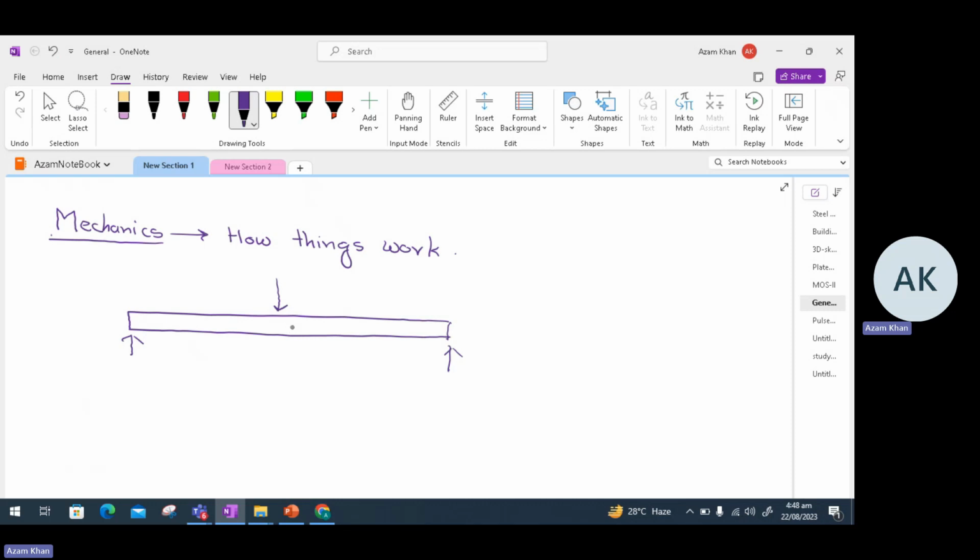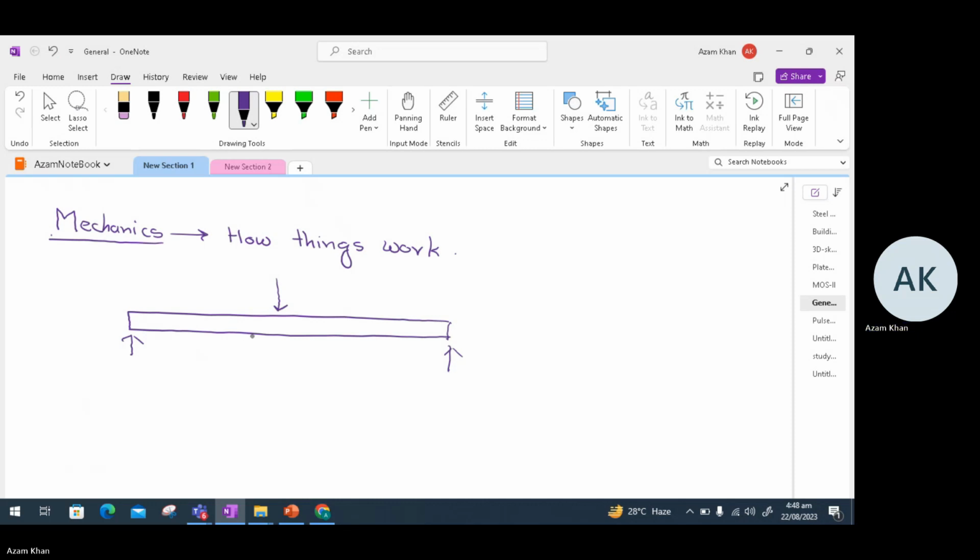That is mechanics. Another thing which is important is structure analysis. Structure analysis tells us, under the applied load, how we could determine the reactions, how we could draw bending moment and shear force diagrams, and how we can determine deflections. So that is a sort of global response of a structure.